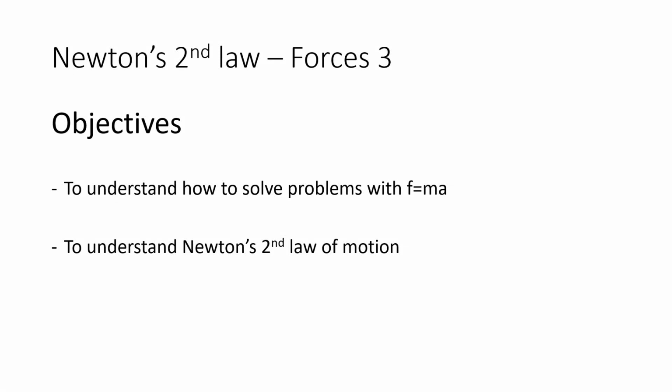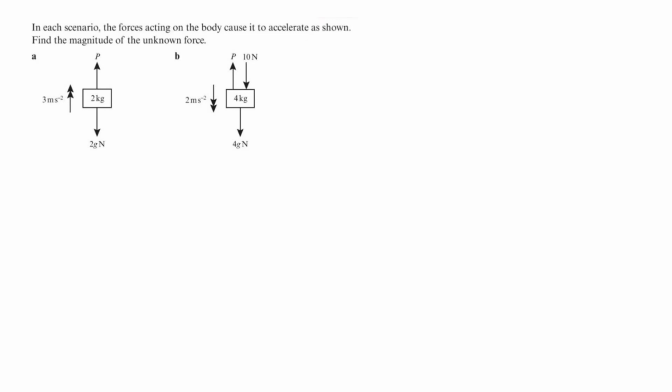Alrighty, what about the second law of motion? F equals ma. For each scenario, the forces acting on the body cause it to accelerate. This means that the resultant forces are unequal. Let me explain. Here, we have a resultant force P, right? And we know that it's going up, which means that this P has to be larger than this 2G.